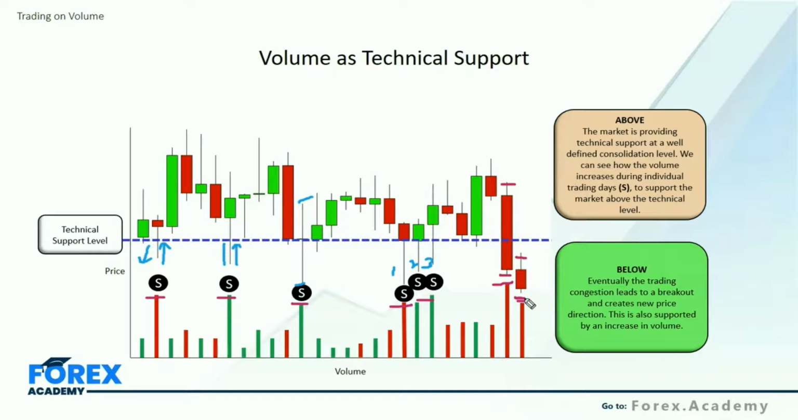So that gives us a sign as we go back to our fundamental discussion. The level of interest or participation, the level of agreement between traders seems to conform. Evidently we've closed below the level and we're not retracing. We're happy below the level and prices may shift. So eventually the trading congestion leads to a breakout and creates new price direction. This is also supported by an increase in volume to the downside, as we can see in the chart.